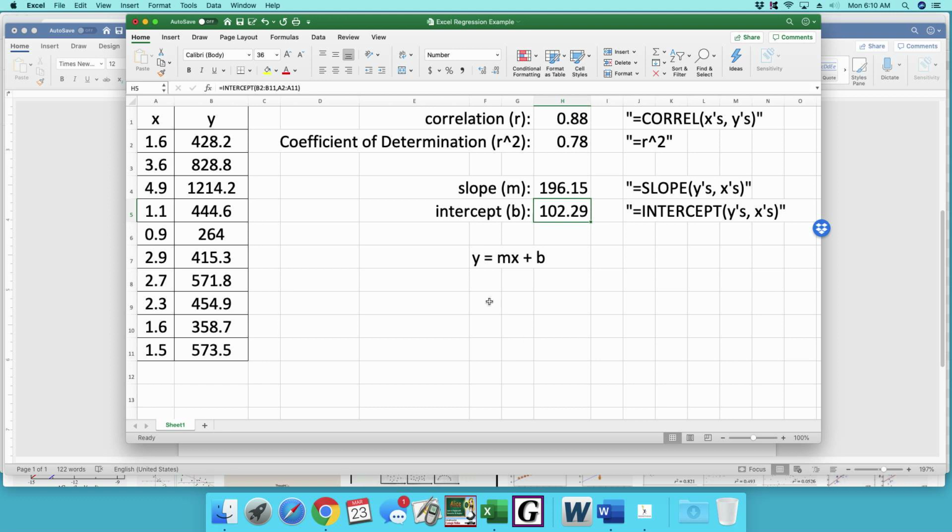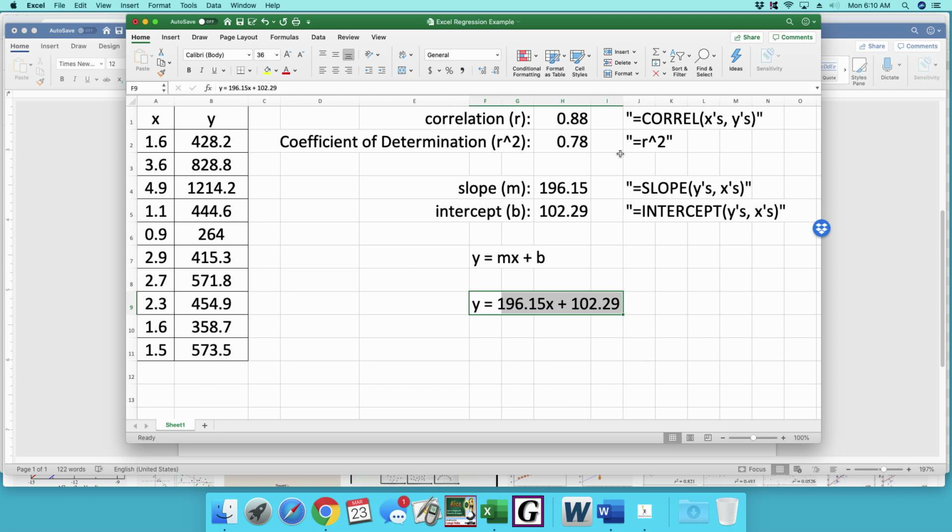So now let's write our equation. So y equals 196.15x plus 102.29. This here is a mathematical model that describes this data. Later, we're going to learn how to use this mathematical model to figure out standard deviation and error with our data.